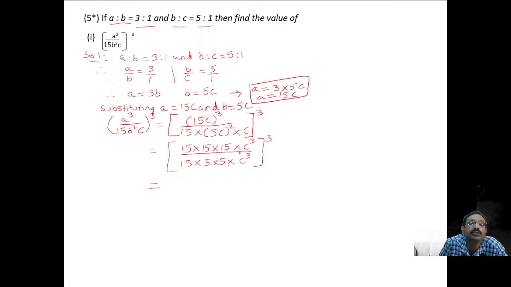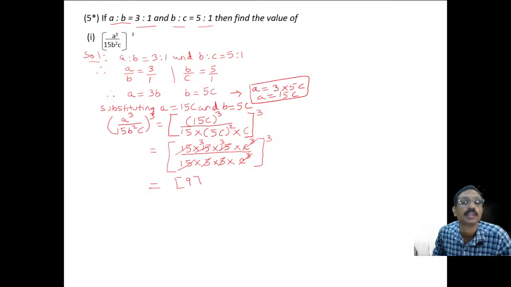Now can we reduce this? Yes. This C cube can go. Then we can have 15 ones are 15 ones are. Is there anything we can reduce? 5 ones are 5 threes are 5 ones are 5 threes are, which is equal to what we have in the denominator. We don't have anything in the denominator. What we have in the numerator, we have 3 into 3. What does 3 into 3 give me? 9. 3 into 3 gives me how much?